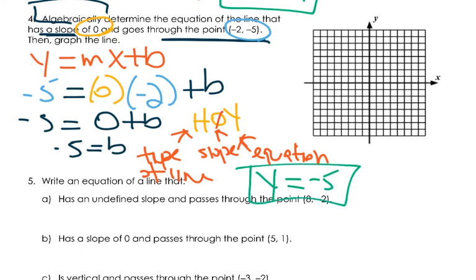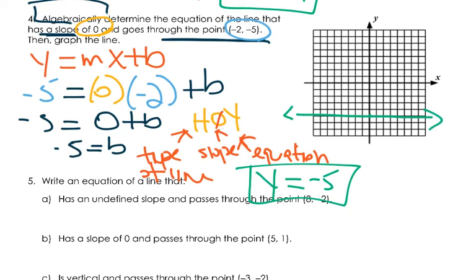So now that means I'm going to go to the y-axis to -5. That's right here. I'm going to make a horizontal line. Right, and that is my line right there.